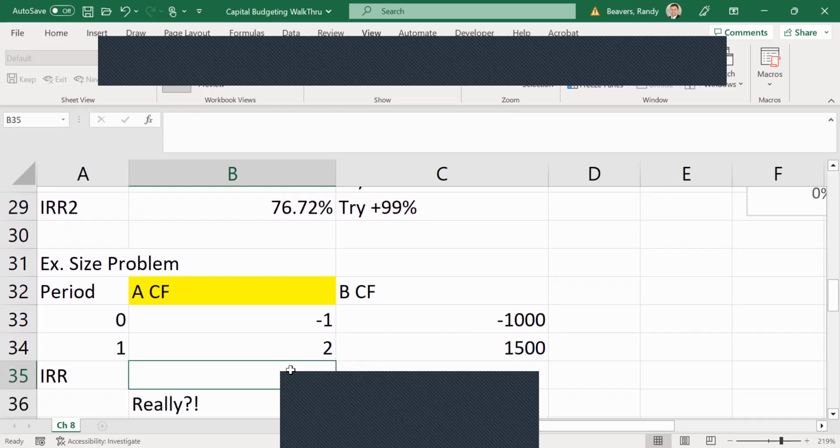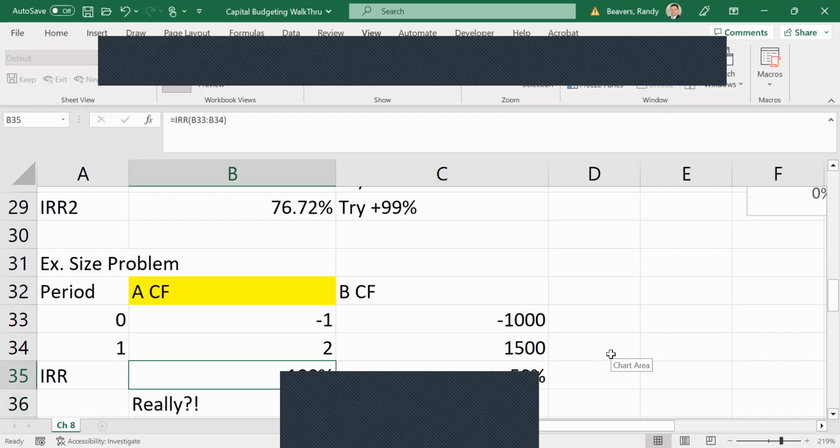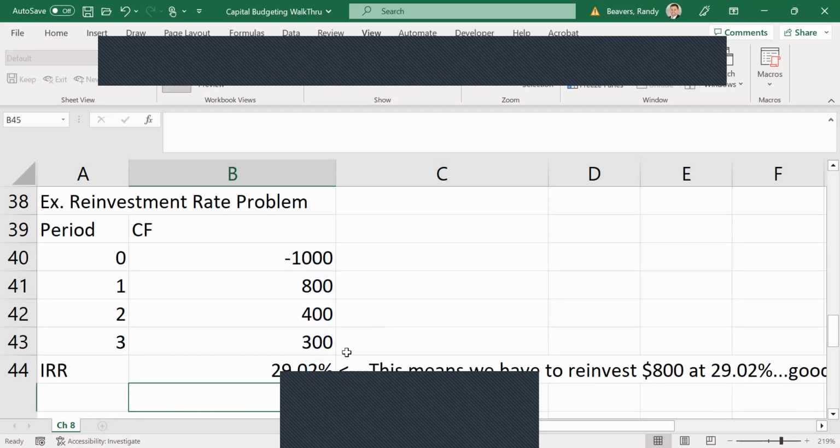Another problem with IRR. I calculate the IRR of these 2 values. We see that we would choose project A because it has the higher IRR than project B. But would you really do this? We also look at a reinvestment rate problem and see 29.02%. Is it possible to reinvest these cash flows year over year at that same rate?